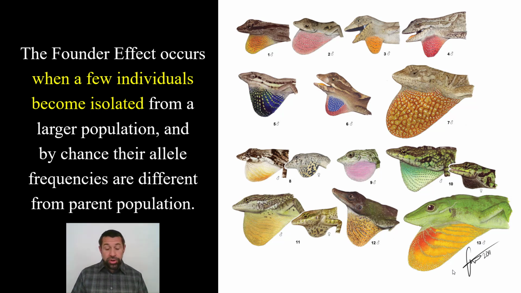When a small number of individuals, sometimes just one pregnant female, splinters off from the ancestral population and founds an entirely new population, rapid evolutionary change is likely to follow. And you're going to be thinking about Caribbean anole evolution on your virtual lab activity coming up later in this unit.